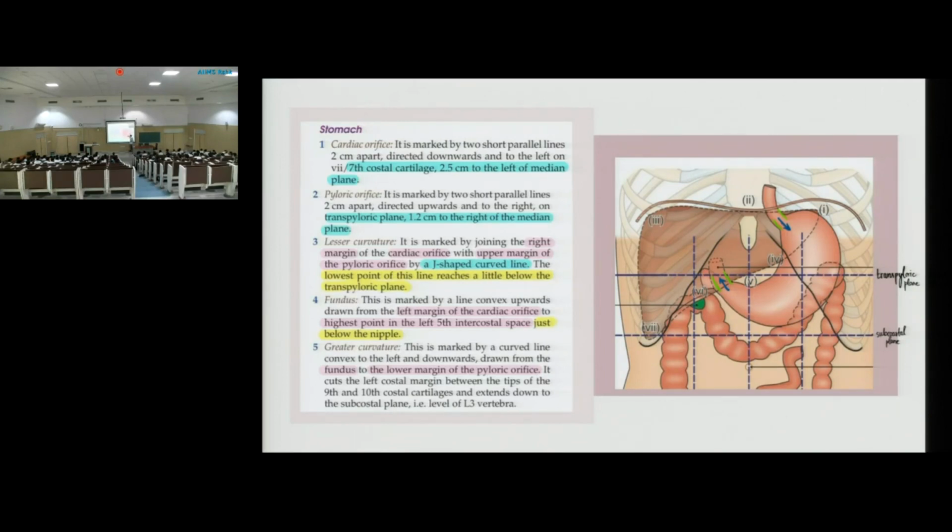This is convex left and downwards, whereas the fundus was convex upwards. What do we have here? The greater curvature. It extends up to the level of the L3 vertebra, which is almost near the subcostal plane.